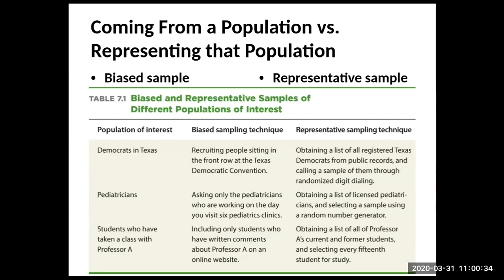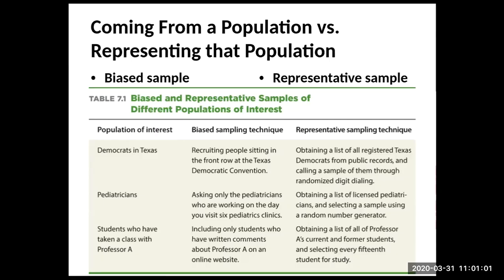It's biased because you're only getting the people that are in the front row, and those people may have paid a lot more money or may be super, super interested in the Democrat Party based on the fact that they're sitting in the front row. This is not representative of all Democrats in Texas, right? So this sample may be supercharged Democrats, and it is not representative of all Democrats in Texas.